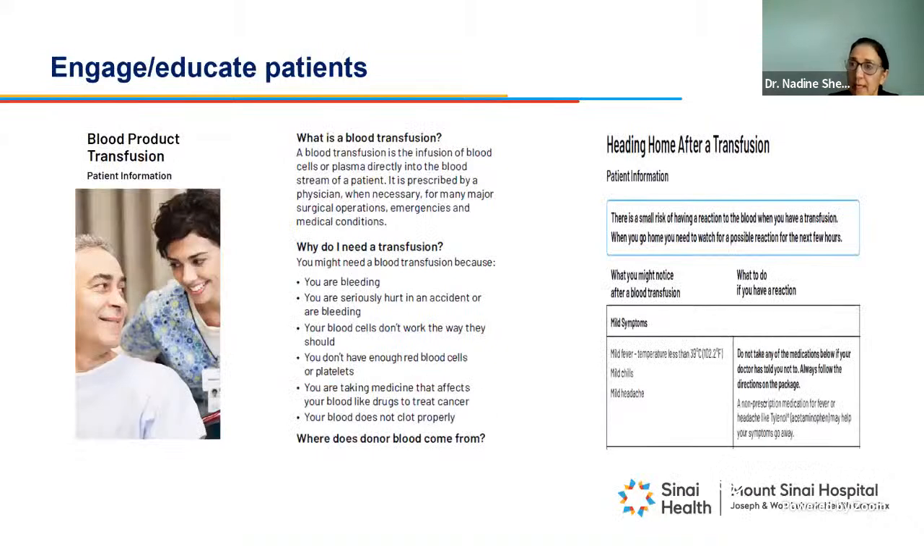Lastly, is really engaging patients. So empowering patients about transfusion overall. We have transfusion information brochures for these patients when they're receiving the transfusion, to ensure that they understand the rationale for the need of blood, as well as brochures to tell them this is what to expect if you are sent home from hospital after transfusion, to reduce the risk of a severe adverse event after transfusion.